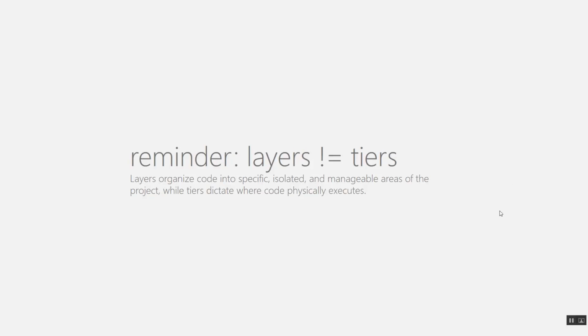Just a reminder, layers and tiers are not the same thing. You use layers to organize code into different areas of your project structure, especially in terms of testability and maintainability of your code base, while tiers are where your code physically runs, whether I have a client tier on the desktop or a server tier with a web API set of web services running under IIS.